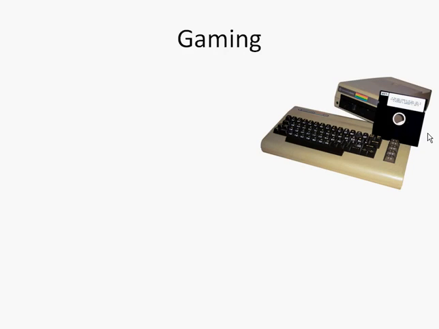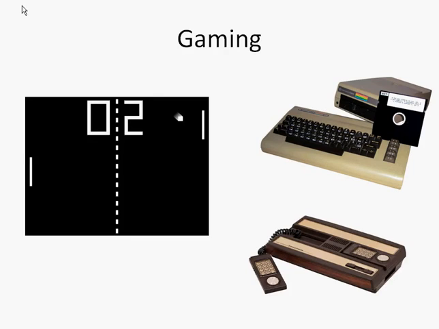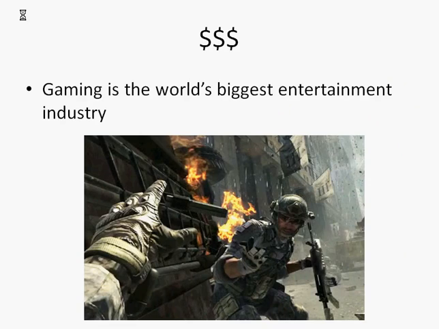So gaming. Now, since computers were invented, people have liked to play games on them. It started off with amateur games developers making the simplest of games. Then we started to get things called consoles come along, which were computers dedicated to the playing of games. Now, gaming is the world's biggest entertainment industry. Profits are larger than those of the music industry and even the film industry.